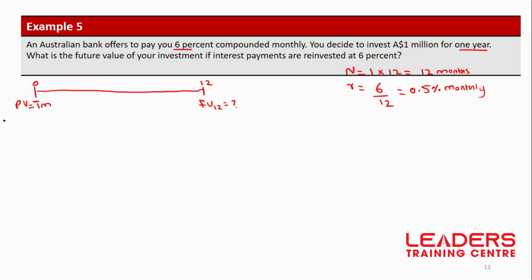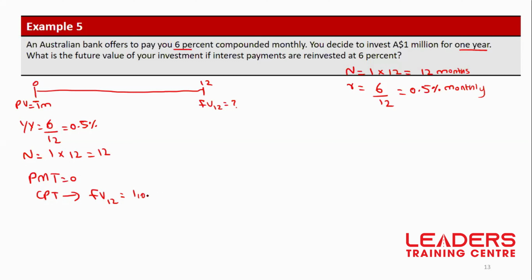So if we are using the calculator, we would say interest rate is 0.5%. How do we get 0.5%? We divide 6 by 12, and that gives us 0.5%. We know the N, which normally I write first, is 1 times 12, which is 12 months. We will enter 12. The payment, 0. Simply compute the future value, and you should get 1.061677 million. That should be your answer.